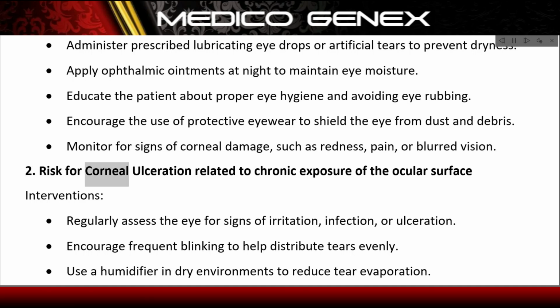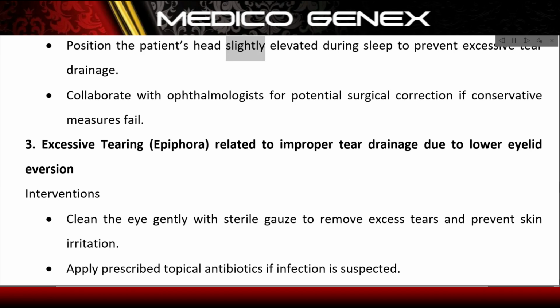2. Risk for corneal ulceration related to chronic exposure of the ocular surface. Interventions. Regularly assess the eye for signs of irritation, infection, or ulceration. Encourage frequent blinking to help distribute tears evenly. Use a humidifier in dry environments to reduce tear evaporation. Position the patient's head slightly elevated during sleep to prevent excessive tear drainage. Collaborate with ophthalmologists for potential surgical correction if conservative measures fail.